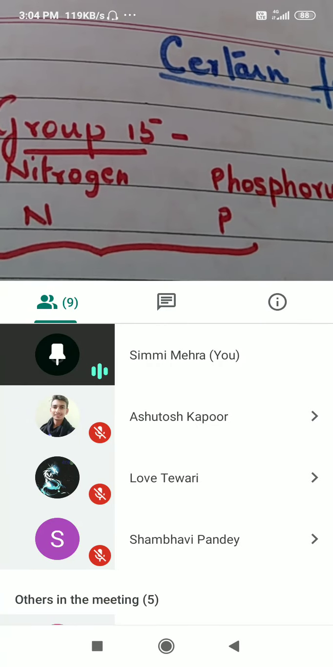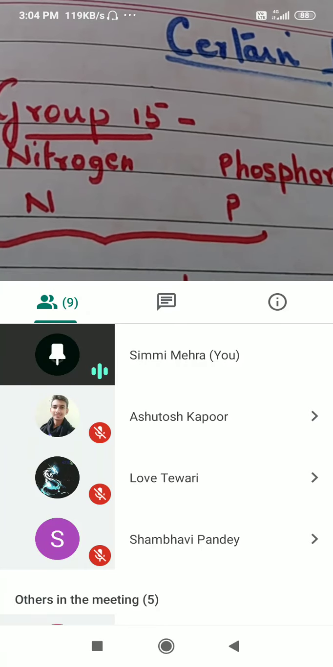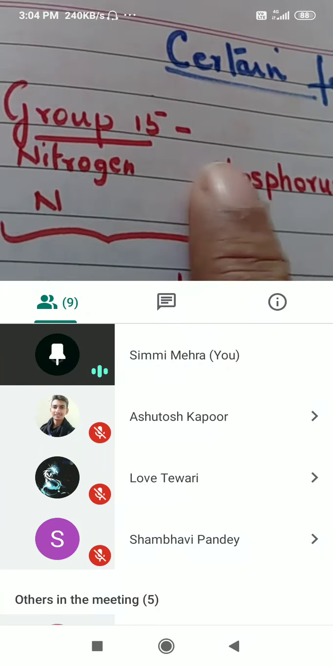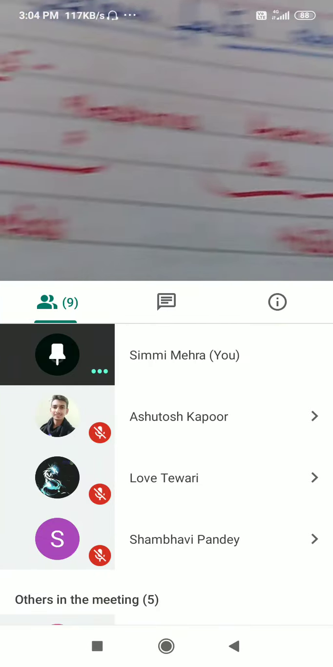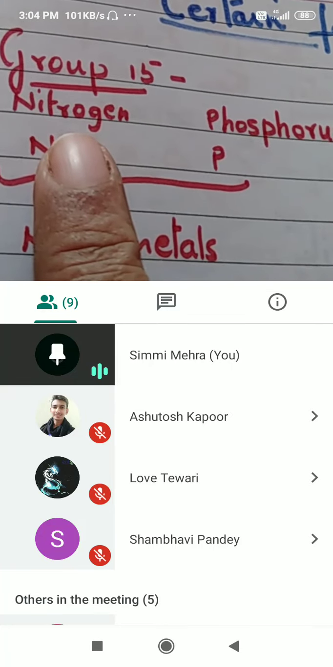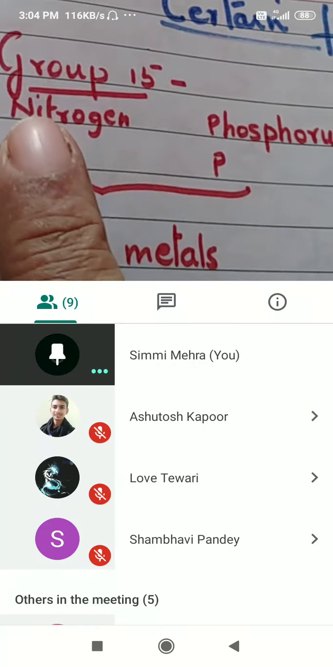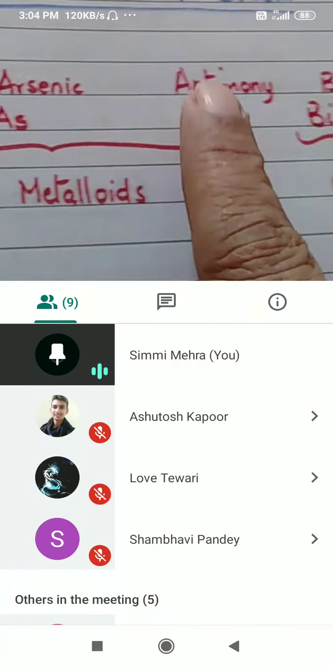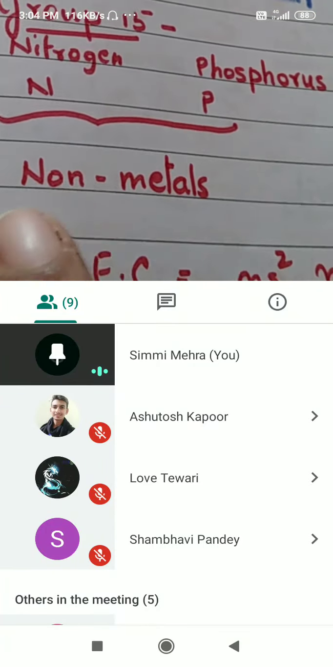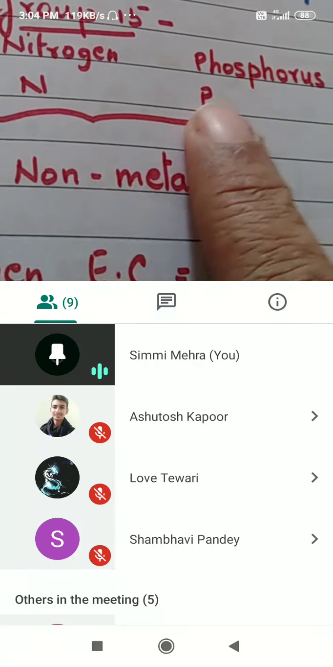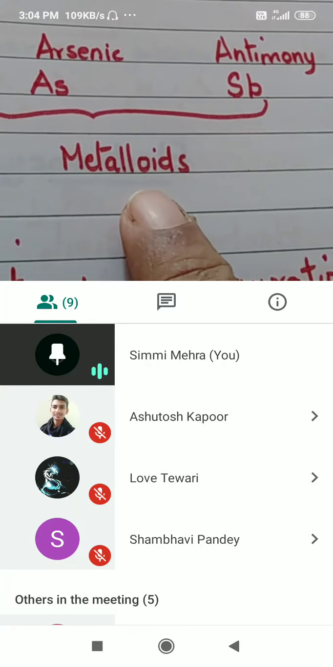See, 18th is inert gases, that is very small. 17th is halogens, and then 16th is sulfur and oxygen, and group 15 is nitrogen, phosphorus, arsenic, antimony and bismuth, right? So I'm starting with group 15 because there are a lot of reasoning questions which can be asked on group 15. The first thing is nitrogen and phosphorus. Why I took this group is because nitrogen and phosphorus are non-metals. Arsenic and antimony are metalloids.